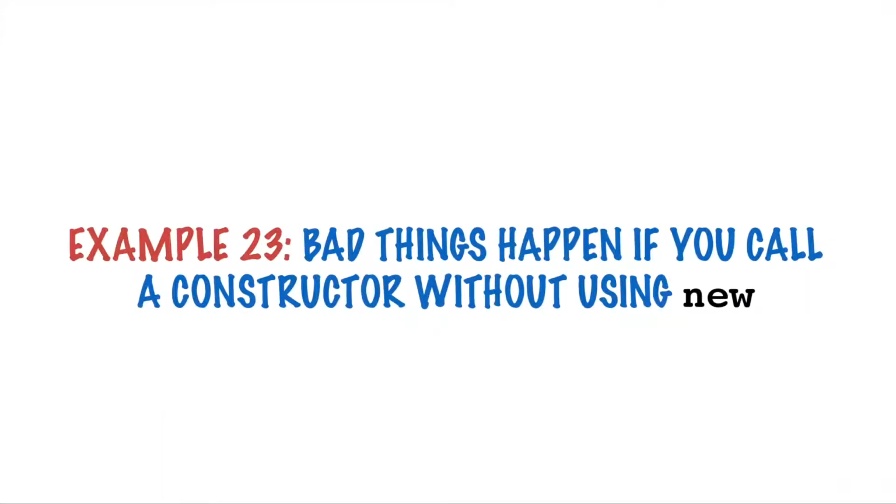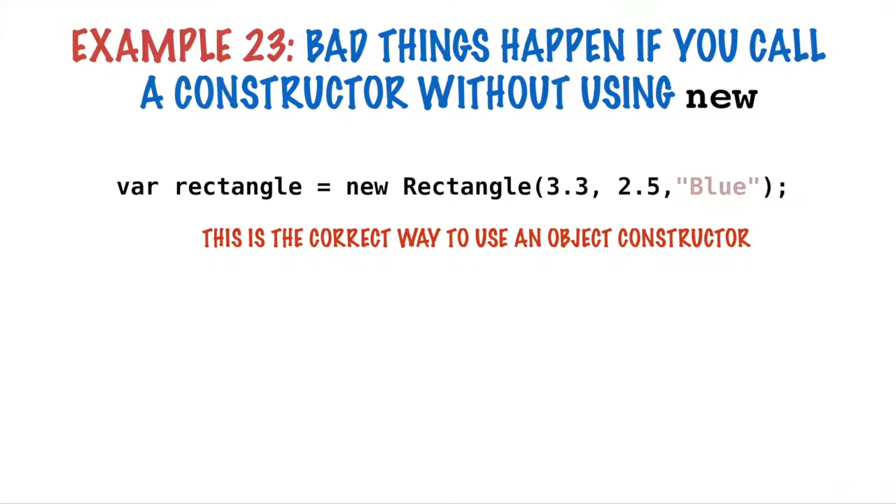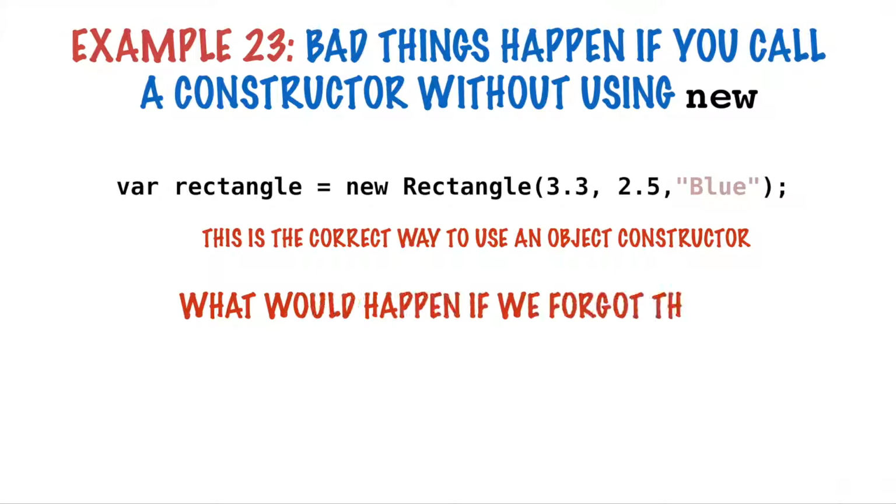Alright, done with the reminiscences. Let's see what happens if you call a constructor without using new. This was our problem at hand. We know that the regular way to call a constructor is var rectangle is equal to new rectangle, and then you pass in a whole bunch of arguments. In this case, length, breadth and color of the rectangle. This is the correct way.